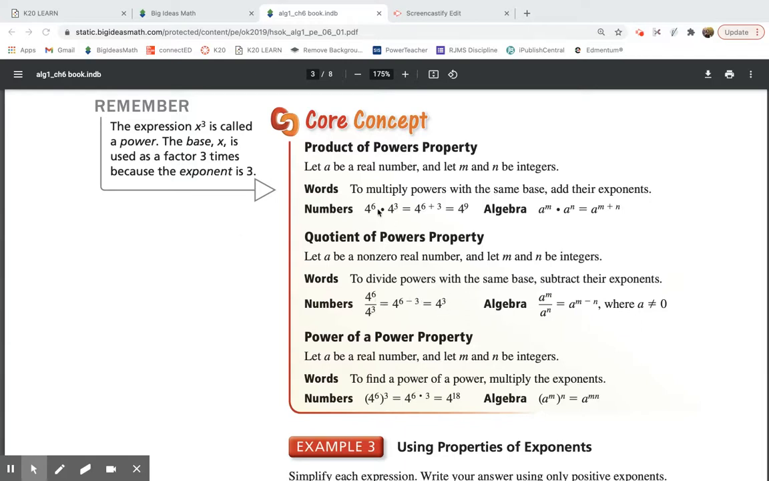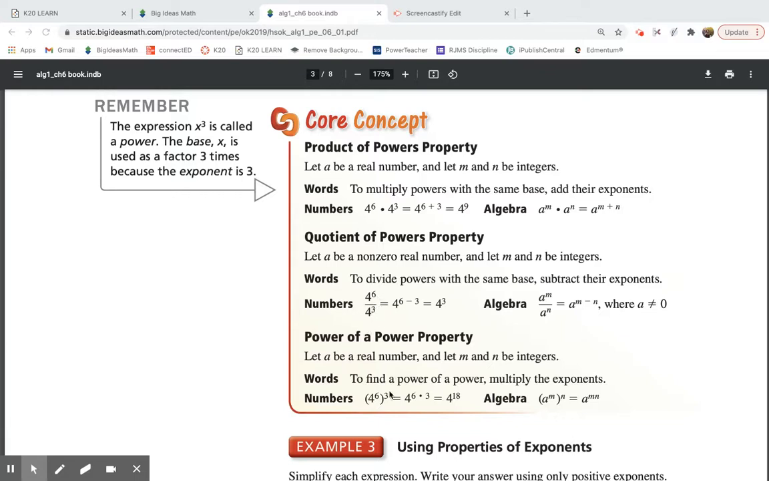So basically, so far, as long as they have the same base, that same big number, if you're multiplying, you add your exponents. If you're dividing, you subtract your exponents. You might want to write that down somewhere. So if you're multiplying, you add your exponents. If you're dividing, you subtract your exponents.